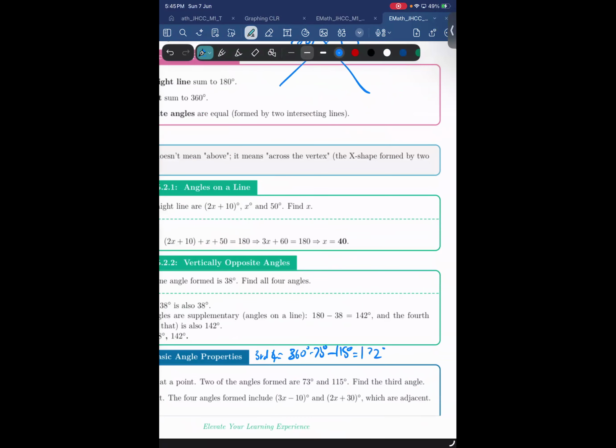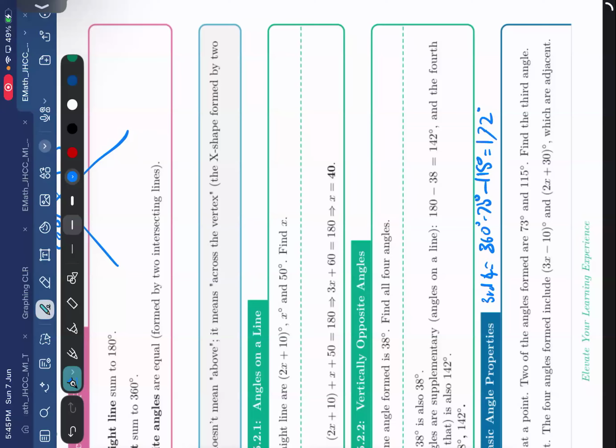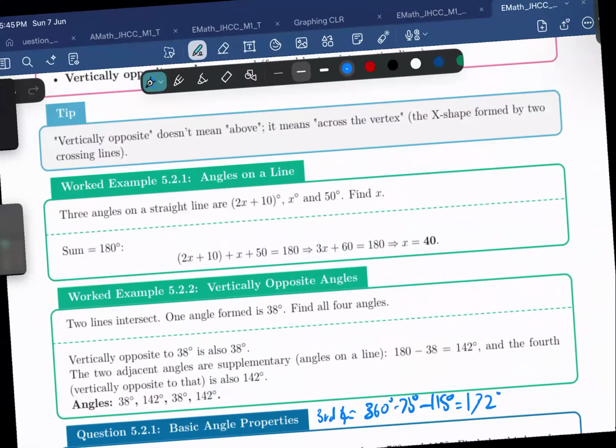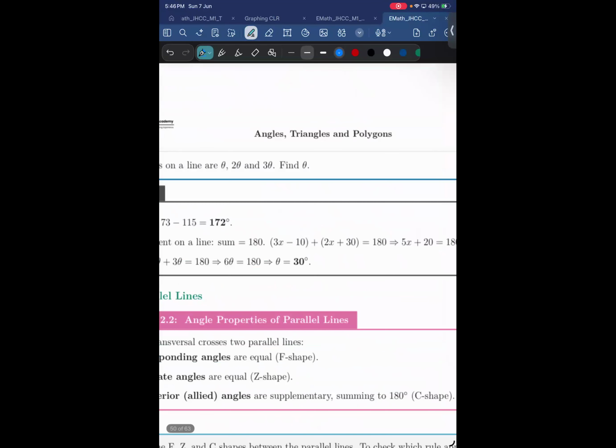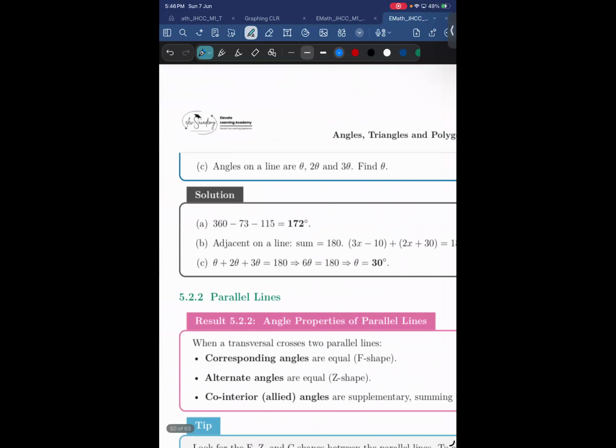For these questions, later on once you start doing harder questions, you should write a reason also. This one technically you should write a reason, but I'll just let time write it. You should write angles at a point, sum of angles at a point. Then for part C, angles on a line are theta, 2 theta, and 3 theta. So this one is angles on a straight line. The sum is 180 degrees. So theta plus 2 theta plus 3 theta is 6 theta, which is equal to 180. So theta is 30 degrees.